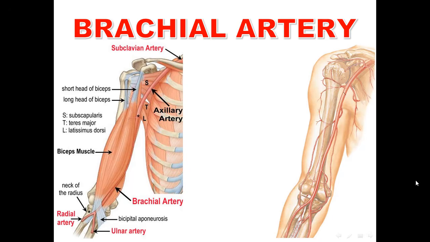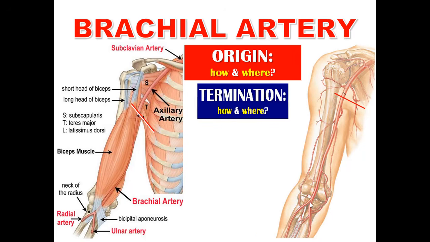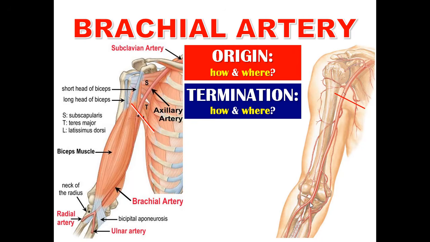This is the brachial artery. Again, we'll talk about the origin, termination, landmarks, and the branches. So the origin: it is the continuation of the axillary artery at the lower border of teres major, and then the termination. Again, how and where. How does it terminate? By dividing into two terminal branches, radial artery and ulnar artery, opposite the neck of the radius.